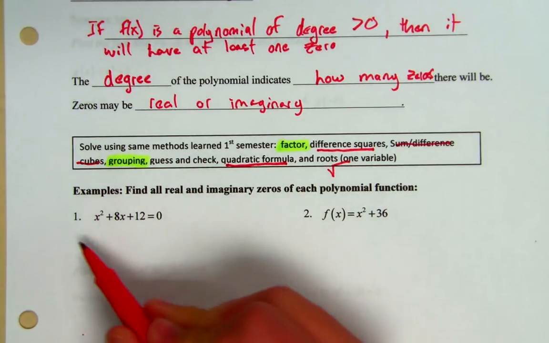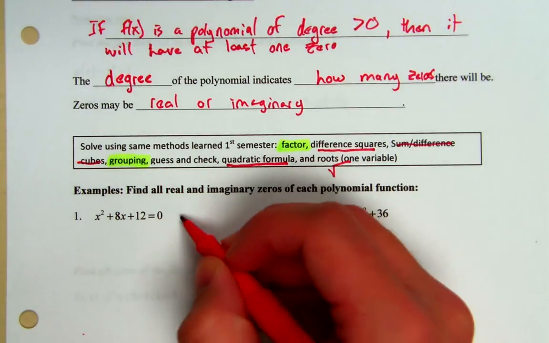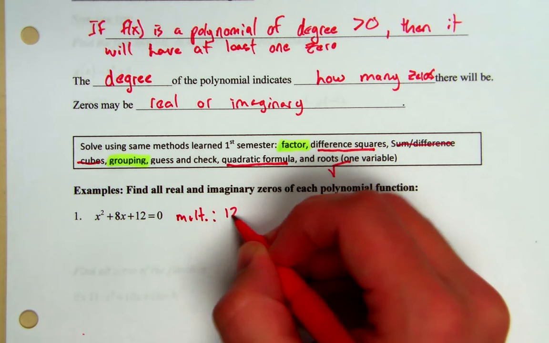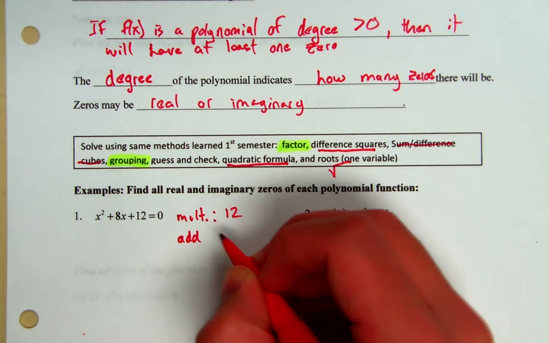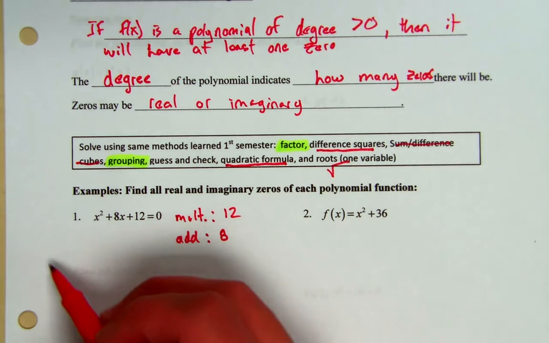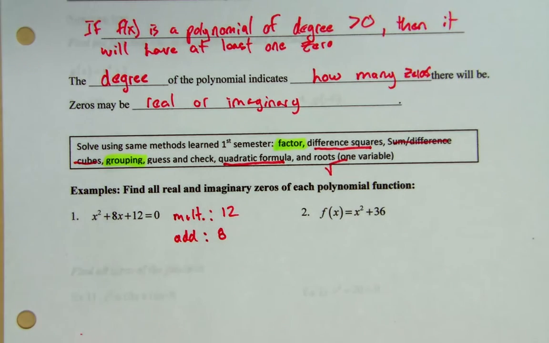So here, I've got a quadratic. What I would want to do first is say, hey, can I factor this? Well, I need to multiply to get 12, and I need to add to get 8 in the middle. And I can do this because there's no a out front. A is 1, so this is easy to factor.